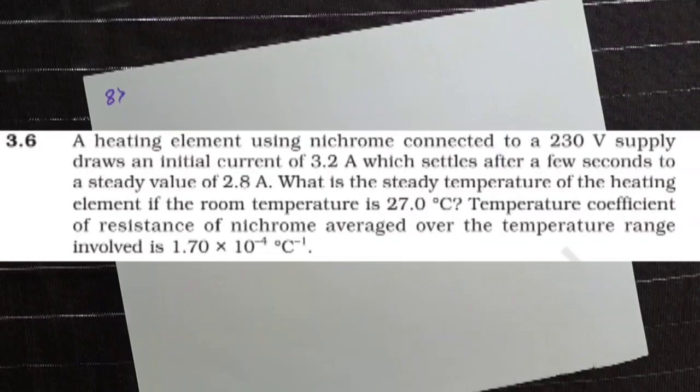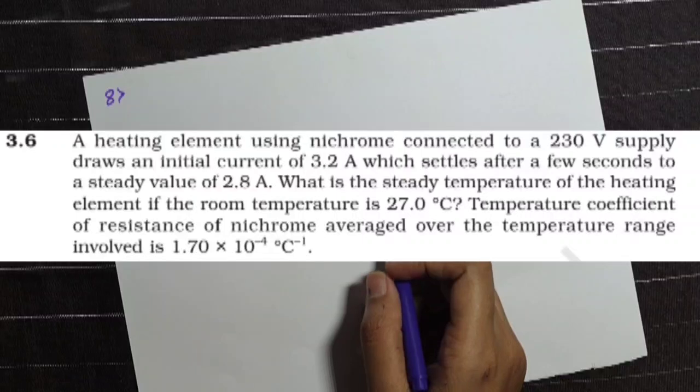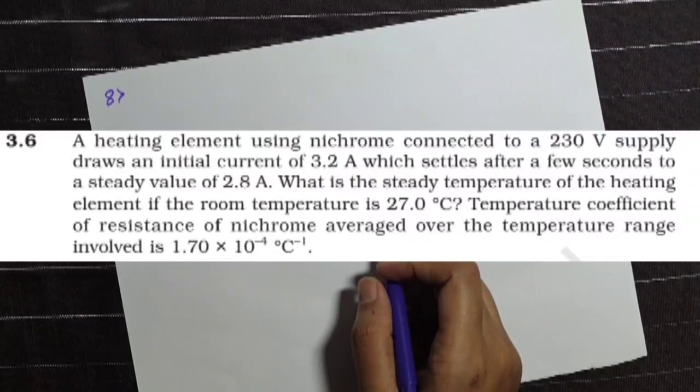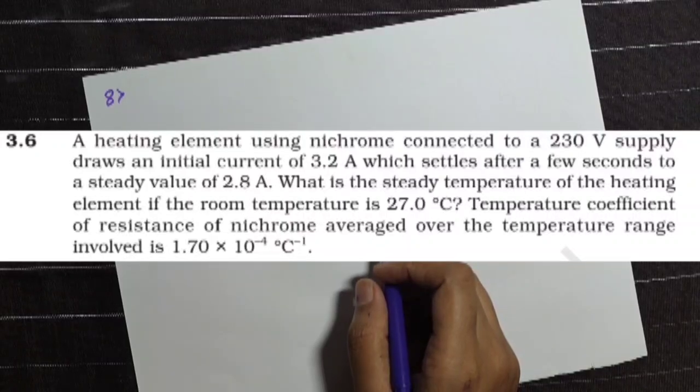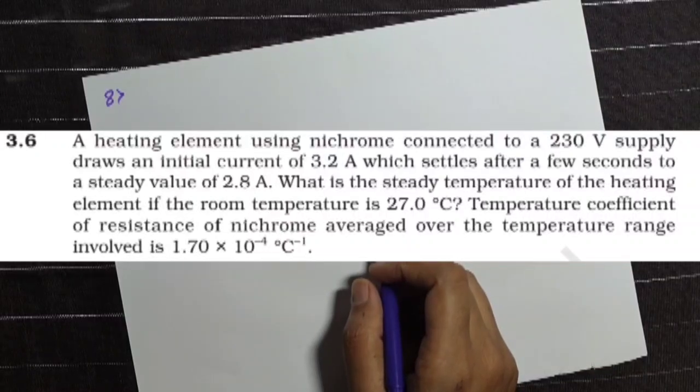A heating element using nichrome connected to a 230 volt supply draws an initial current of 3.2 amps, which settles after a few seconds to a steady value of 2.8 amps. What is the steady temperature of the heating element if the room temperature is 27 degree Celsius? And they have given the alpha value, that is 1.7 into 10 raised to minus 4 per degree Celsius.